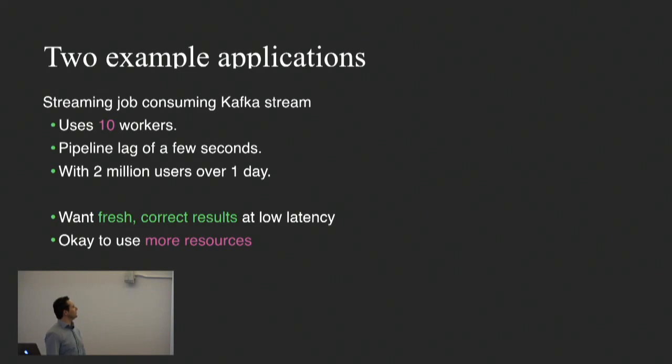The first one is I have a streaming job consuming a Kafka stream. So all my website events are coming in on a Kafka topic. I have 10 workers processing all this data, and I want to optimize for pipeline lag of a few seconds. So from the time a record shows up in Kafka, I want it processed through my pipeline within a few seconds. And I'm going to assume that there are about 2 million users a day here, but these are all arbitrary numbers.